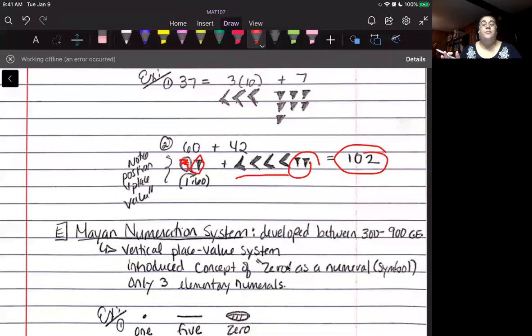Don't break your heads over this too much. You won't have homework on it, but we're gonna keep it to the basics because obviously we're not very familiar with the system, but it is useful as far as how they introduced place value. Where the ones were determines it.